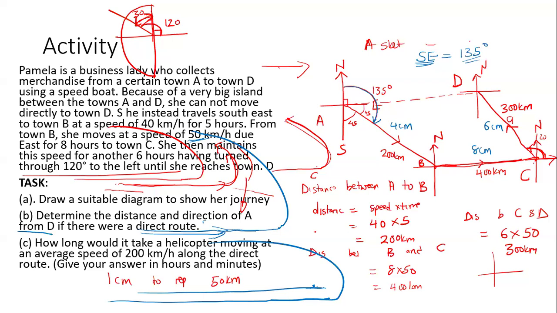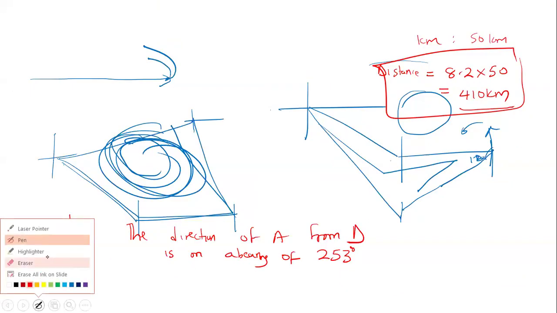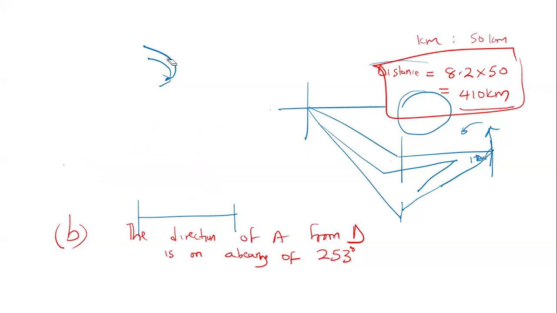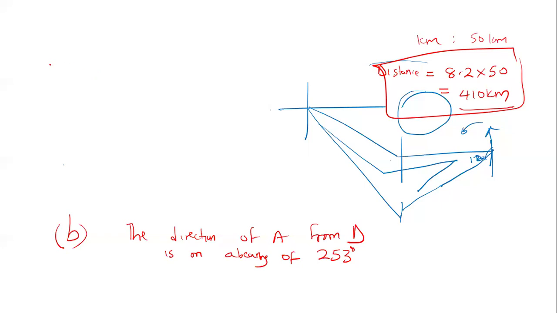Then the last one: how long would it take a helicopter moving at an average speed of this along the direct route? Give your answer in hours and minutes. So still you come back, you do the same thing. Always, like I've told you, don't abbreviate, use the words. Use the words, I repeat. Now you say that time is given by the distance. In fact, here you can be very good and say the direct distance out of the average speed.